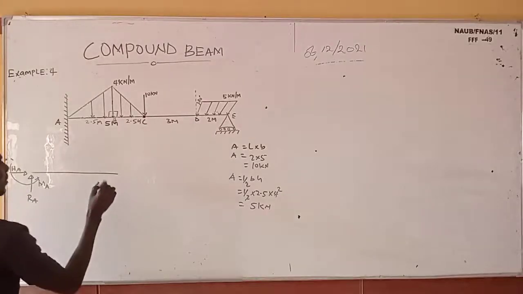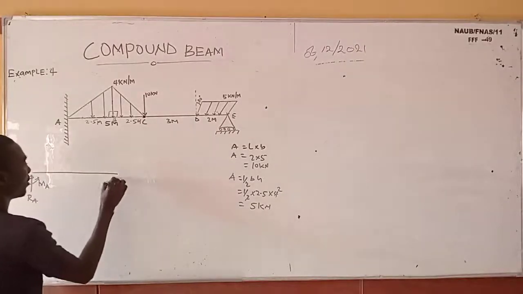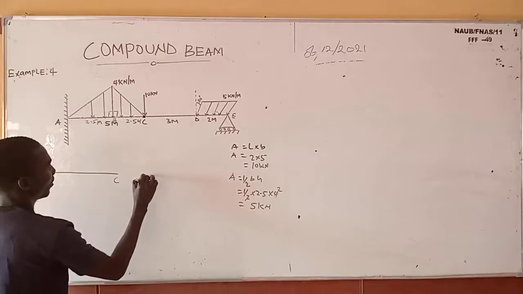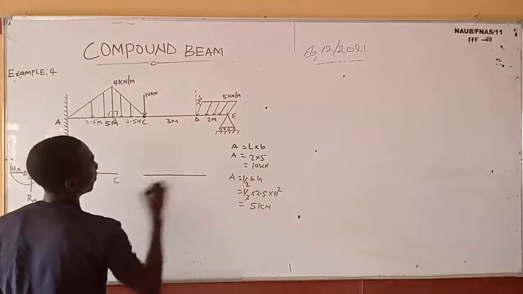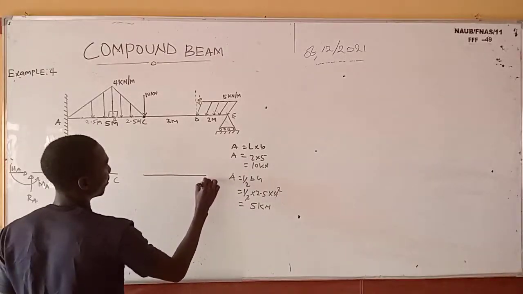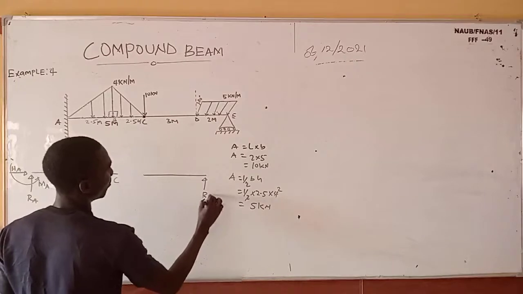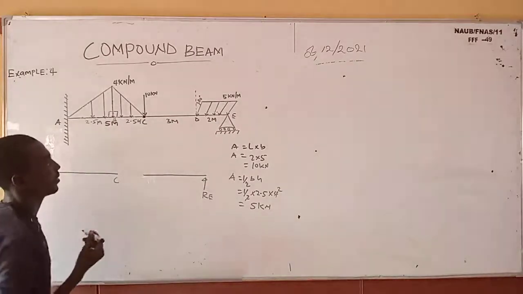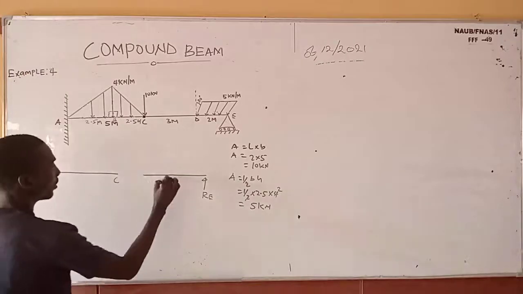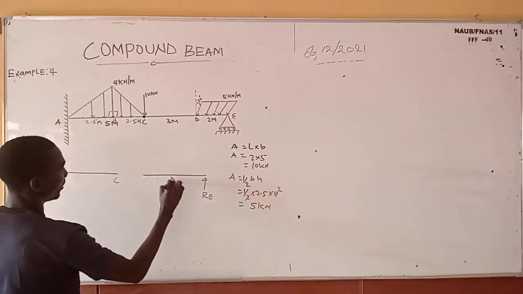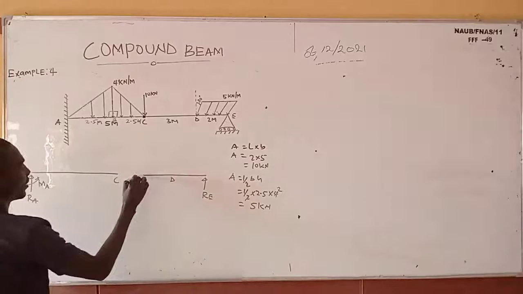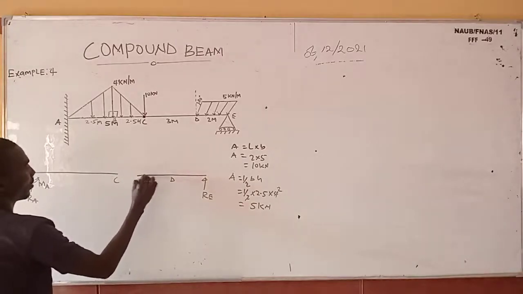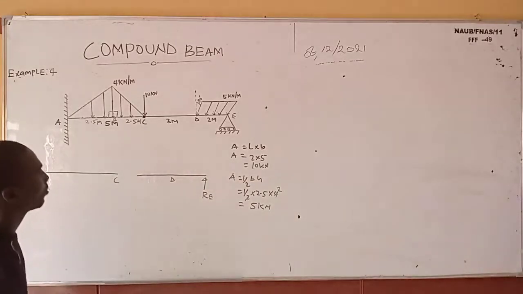So this is our point C. Let me just name this place point C. So here I'm having RE because it is a roller support. So don't forget that. Let me say this place is my point D. You get that? Okay, so now this place is my point D.